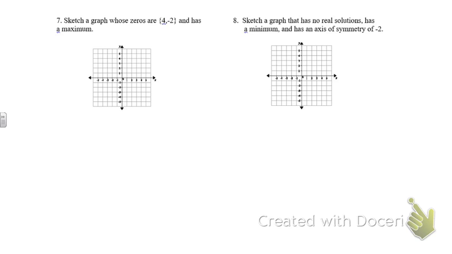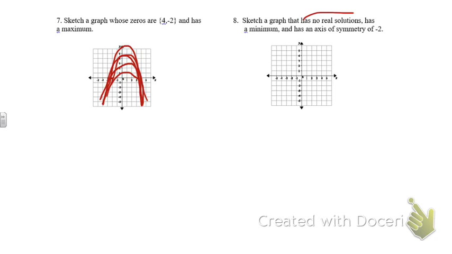Sketch a graph whose zeros are 4 and negative 2, and has a maximum. It's going to be kind of hard to make a point there, but 4 and negative 2. If it has a maximum, it's an upside down parabola. So something like that. You could have it higher than that, but everything's going to go through those 2 points.